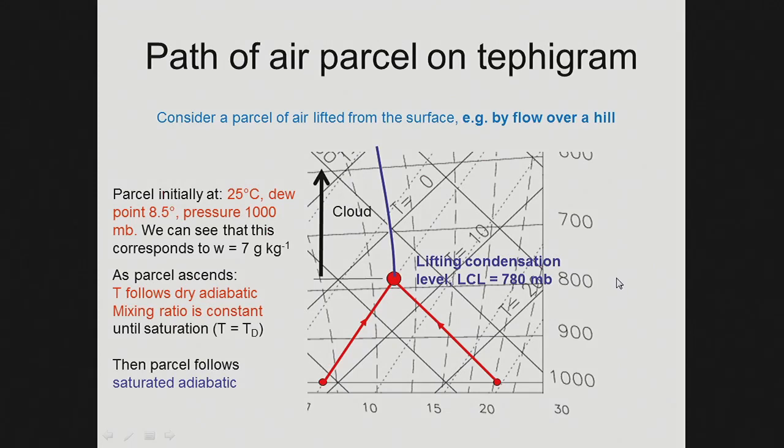Okay, so those are the three elements. The temperature falling along the dry adiabatic, the dew point falling along the mixing ratio line, where they meet, they both then follow the saturated adiabatic line. And that's all calculated on the tephigram.